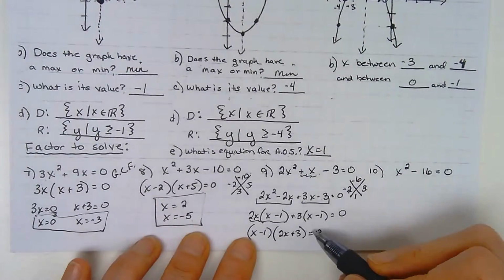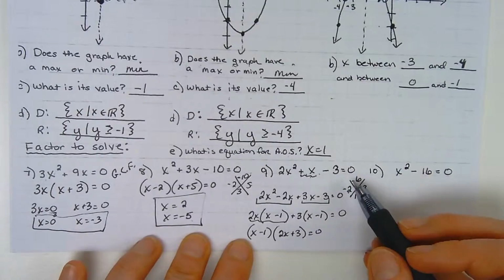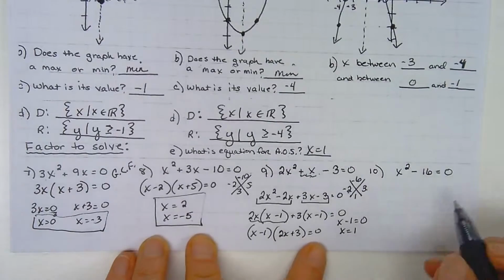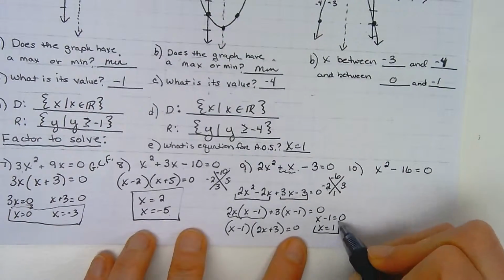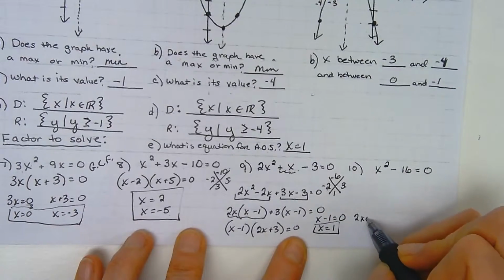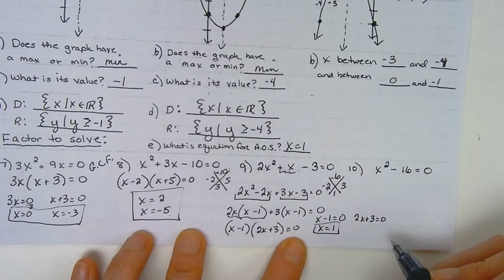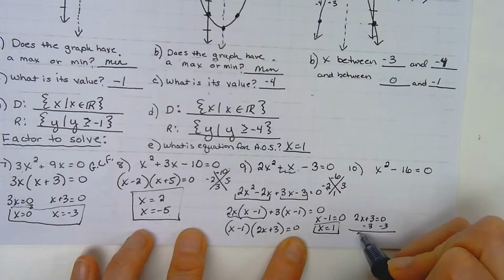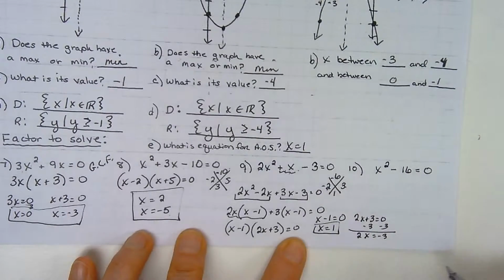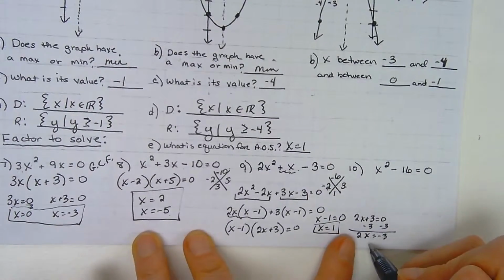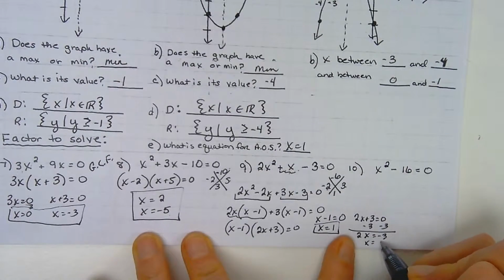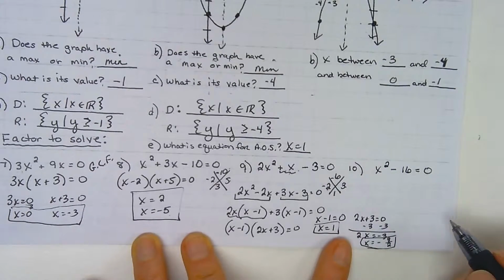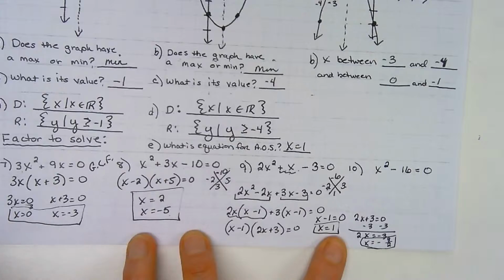So I have to set each factor equal to 0 to completely solve this equation. When x minus 1 equals 0, that means that x equals 1. That's one solution. When 2x plus 3 equals 0, then I'll subtract 3 from both sides, and I get 2x equals negative 3. Now I'm going to divide both sides by 2, and I get x equals negative 3 halves. So that's the other solution to number 9. x equals negative 3 halves. I hope you can read that. They got very small.